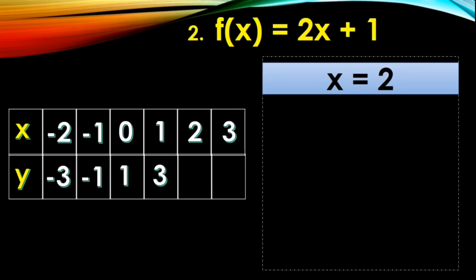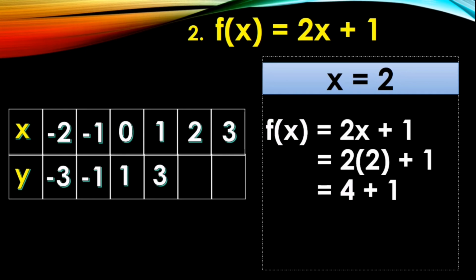When x is equal to 2, what is the value of y? So we have here, f of x is equal to 2x plus 1. Substitute the value of x, which is equal to 2. The function is 2 times 2 plus 1. So 2 times 2 is equal to 4. Copy plus 1. And then 4 plus 1 is equal to 5. So if x is equal to 2, then y is equal to 5.